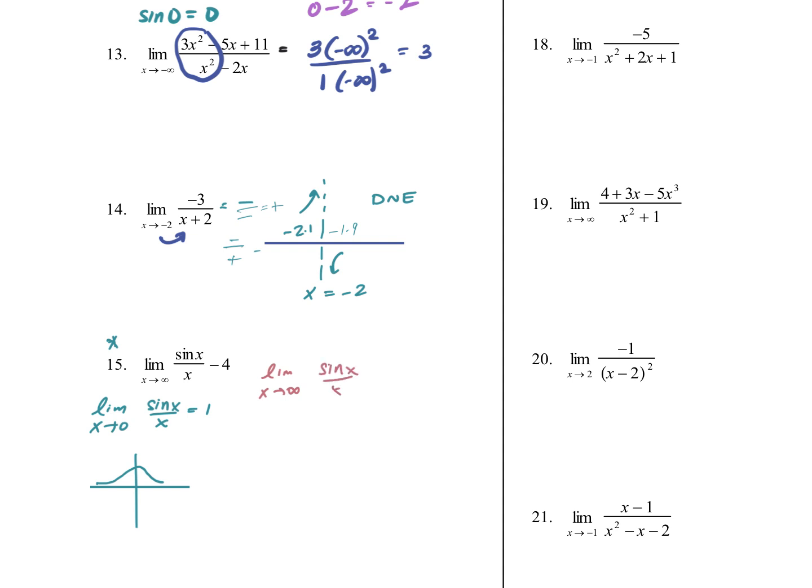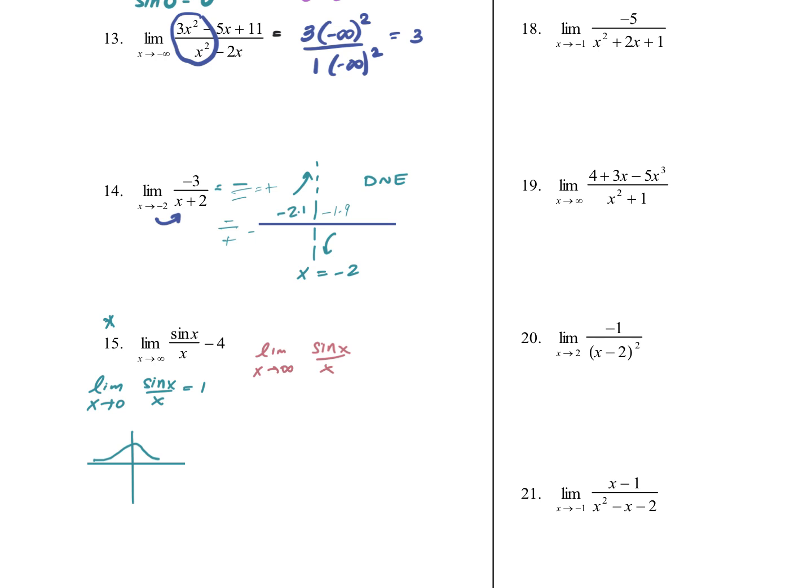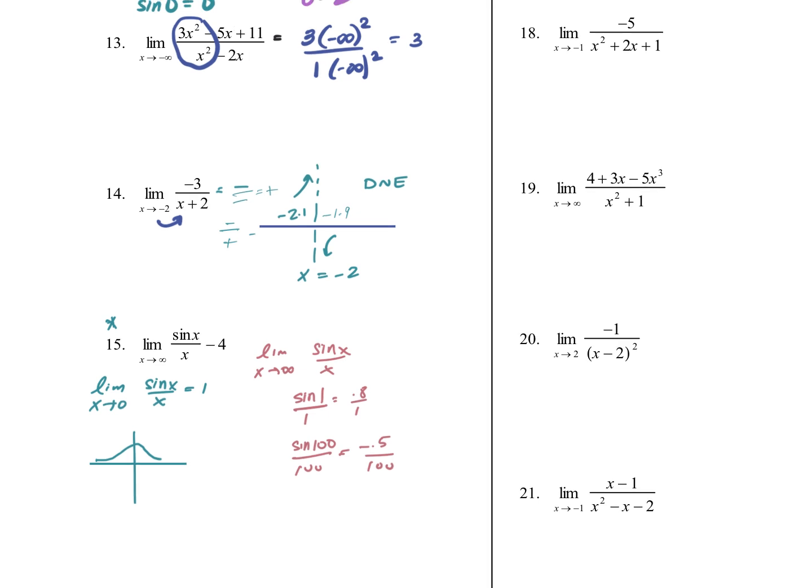This is a growth rate problem. We are struggling with this question. If you plugged in 1, it's the sine of 1 over 1. If I plug into my calculator the sine of 1, you're going to get 0.84. So this is 0.8 over 1. Let's say I plugged in 100. If I did the sine of 100 over 100, I'm still going to get a decimal on the top. So the sine of 100 is negative 0.5, but it's over 100. So you can see the pattern here.